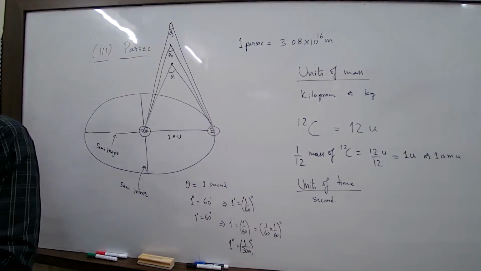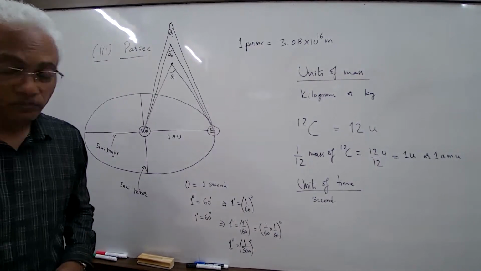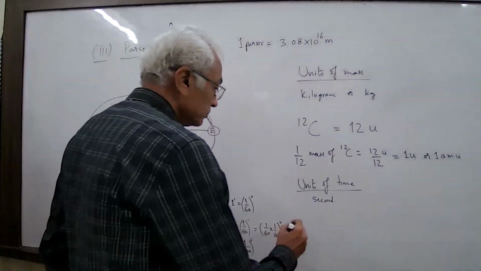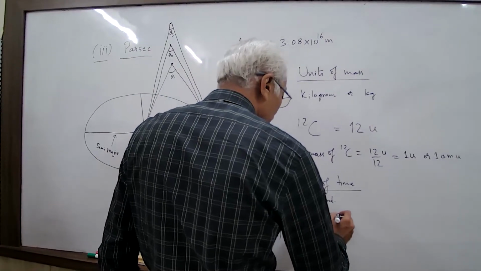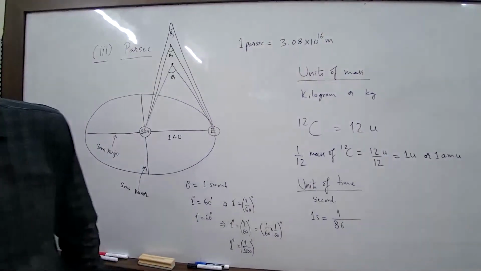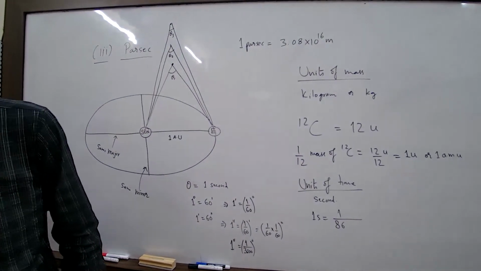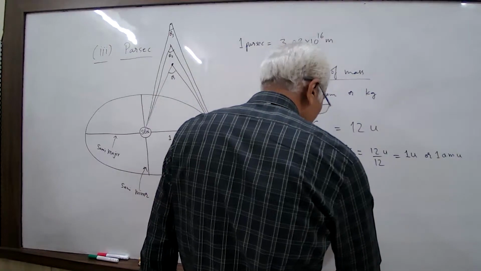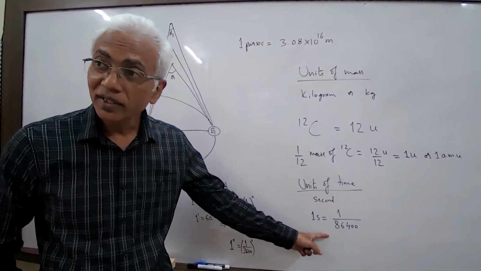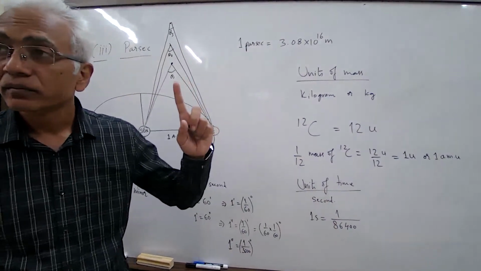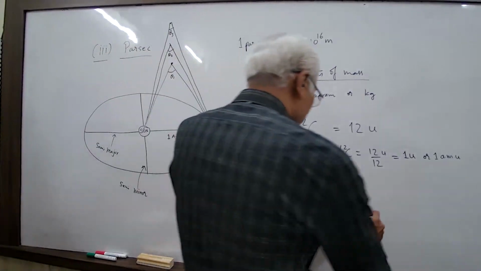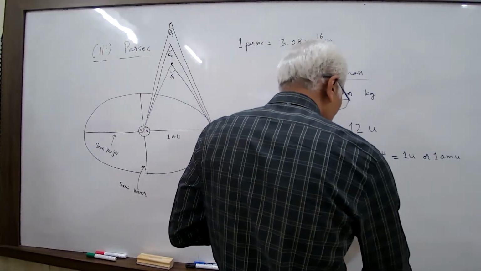That becomes 1 second. Okay, so when you calculate backwards, you will get 1 second is equal to 1 divided by 86,400 part of 1 mean solar day, that is 24 hours. Now, this is the time between.